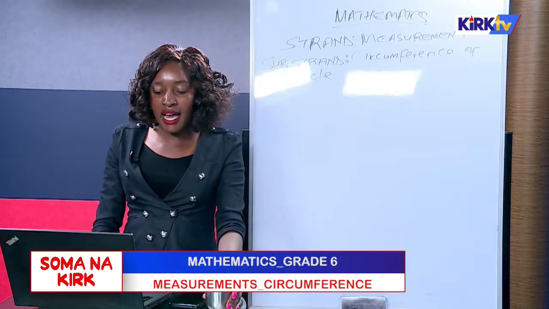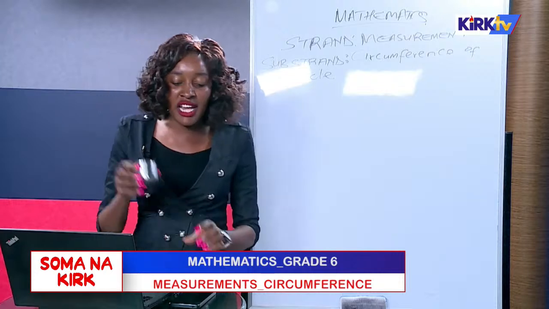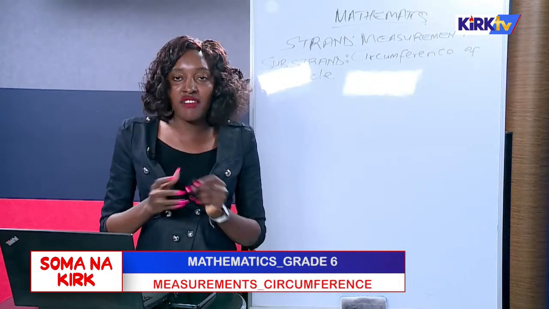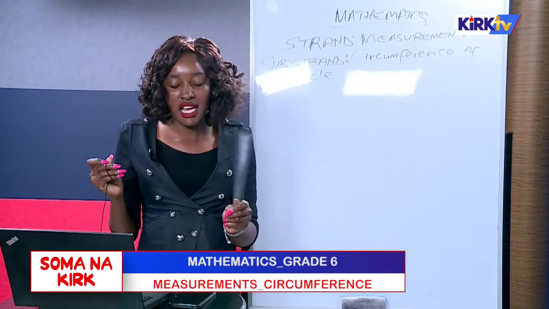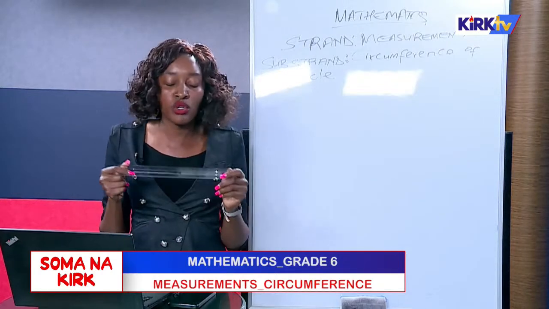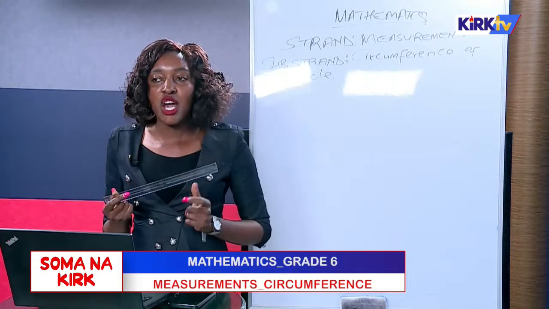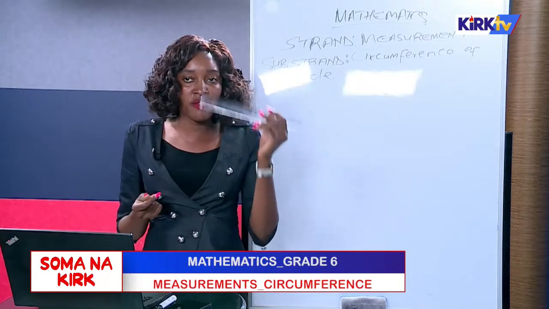So today with me, I have my teaching aid here. We're going to use this lid. And then I have a string, and then I have a ruler. Now, when you talk of measurements, a ruler is very essential when you're measuring objects, their length. Maybe you want to go to the tailor and take some measurements. So the ruler is very essential.